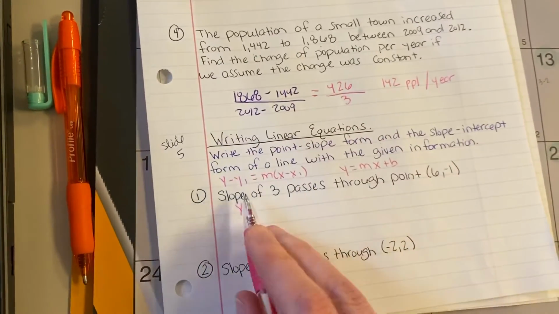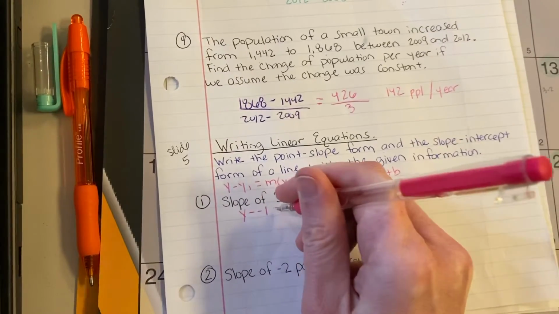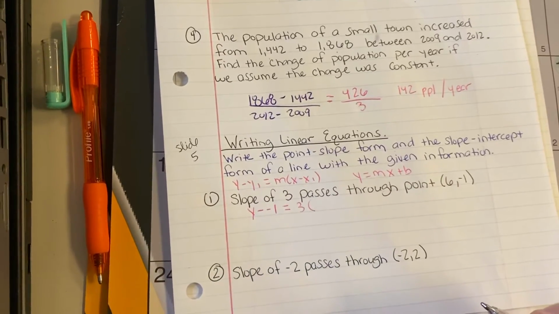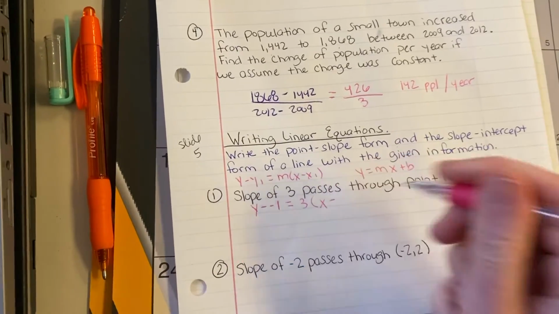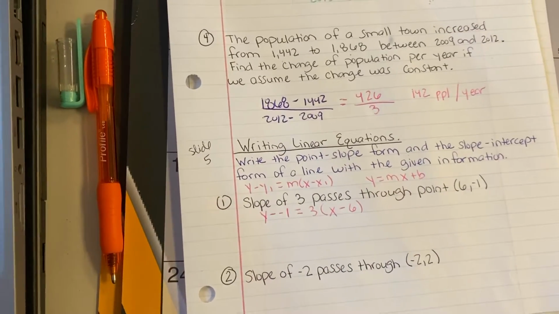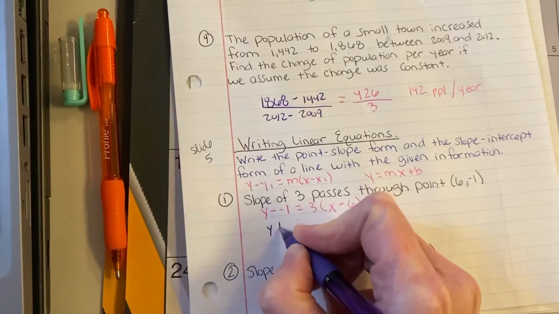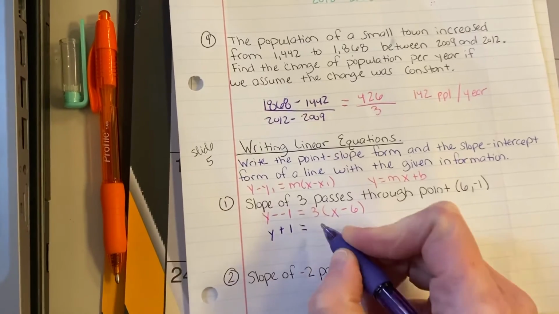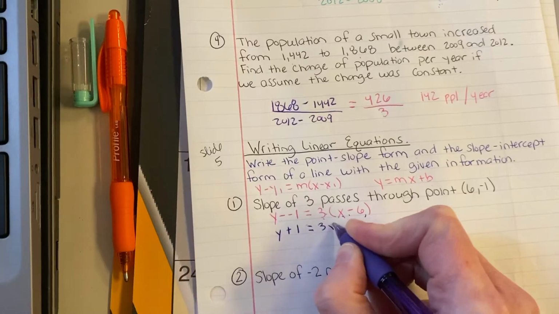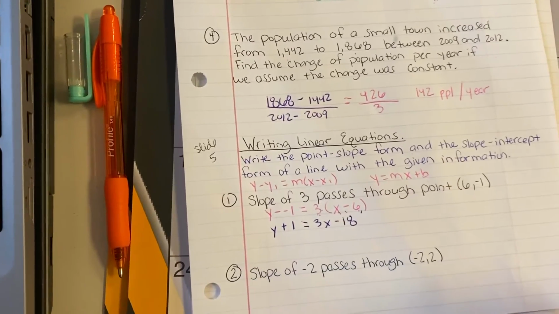We're going to change the y1 to our y value, which is -1. We're going to change m to 3, which is our slope. X minus, and our x value is 6. Okay? Then this minus here, these two minuses, is going to change to a plus. We're going to distribute that 3. 3 times x is 3x. 3 times -6 is -18.